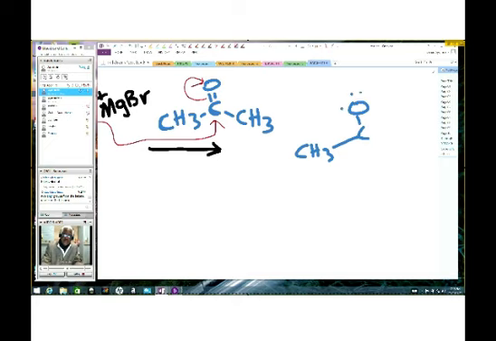And then the Grignard component will now be here. Okay, so now we have the Grignard component right here. And of course, the magnesium bromide will simply just be tagging along, be there somewhere here in solution.